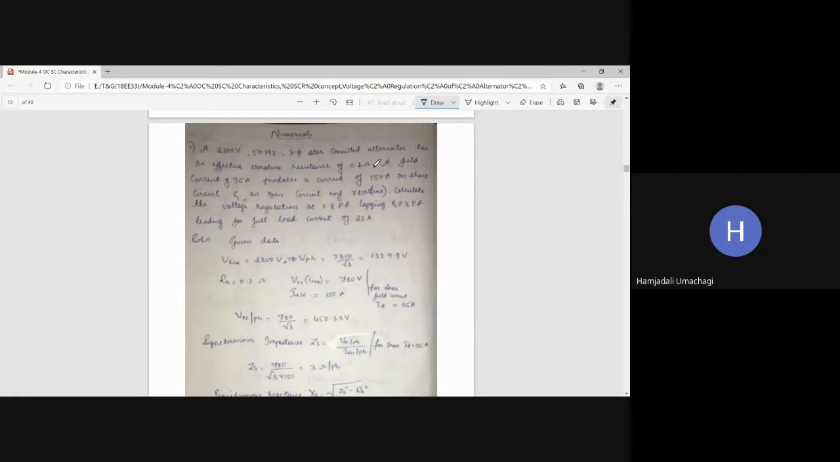And here we are going to conduct OCC and SCC tests. After conducting the OCC and SCC tests, in order to calculate voltage regulation using the EMF method, first we are going to conduct the OCC test. In the OCC test, the results are given here. Open circuit voltage, that too it is line value. How much is it given? It is given as 780 volts.